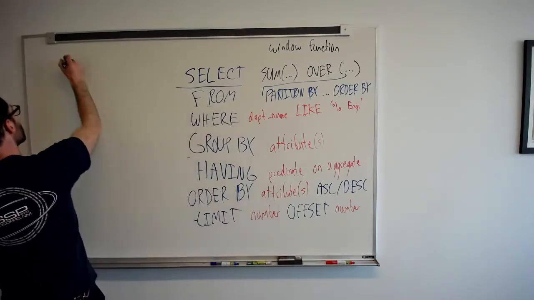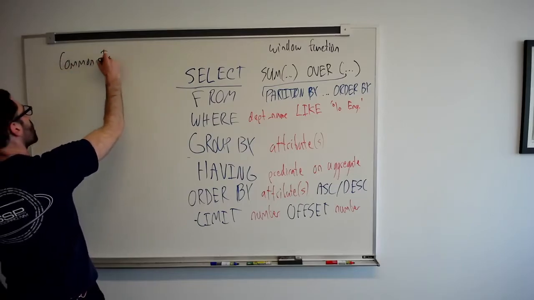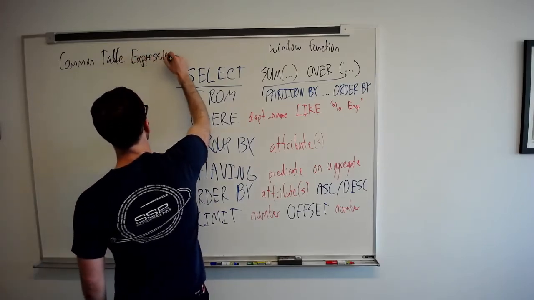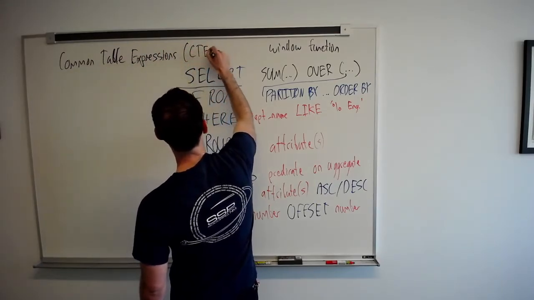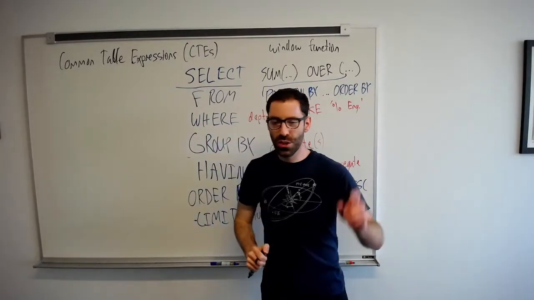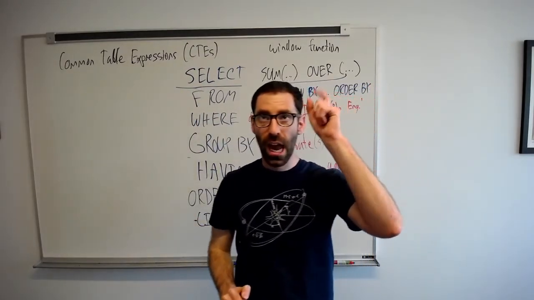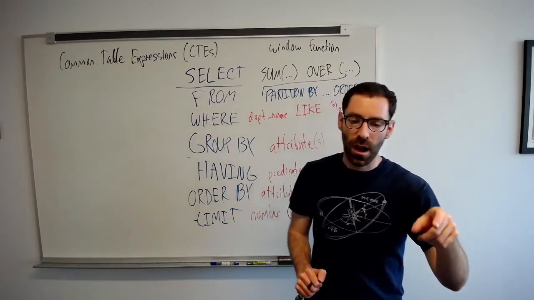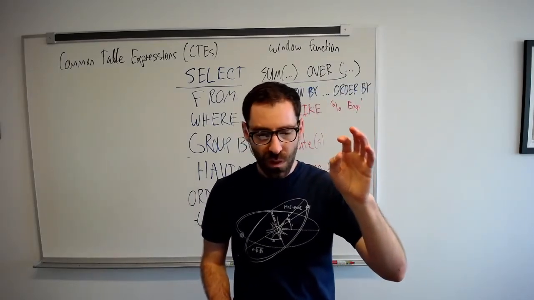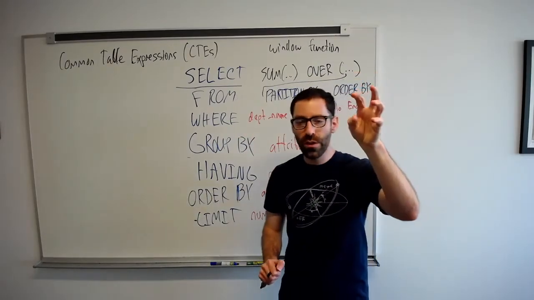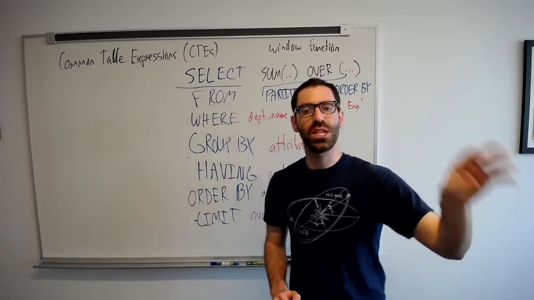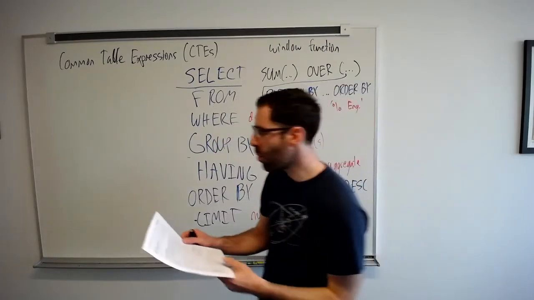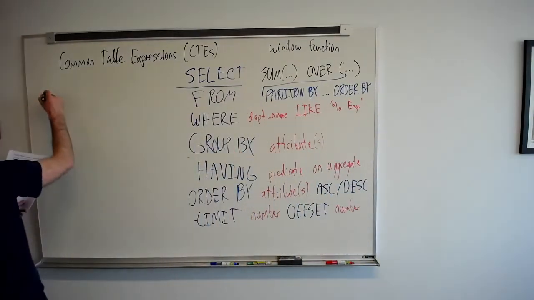So common table expressions, or CTEs, are a way to kind of have a query. It's a similar idea to a nested query, except that you are writing a full query that will be available as a sort of temporary table for use in another query.